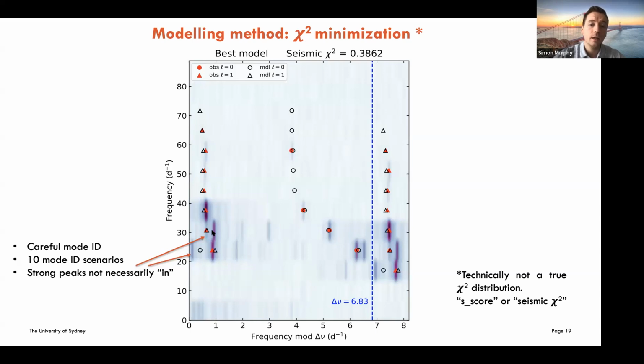So what we do is we create many different mode ID scenarios. In one scenario, we might pick the strong mode, and in another scenario, we might pick the mode that gives the straightest ridge, and so on. For this star, we use 10 different mode ID scenarios, and then we take the one that has the lowest chi-squared out of all of them.